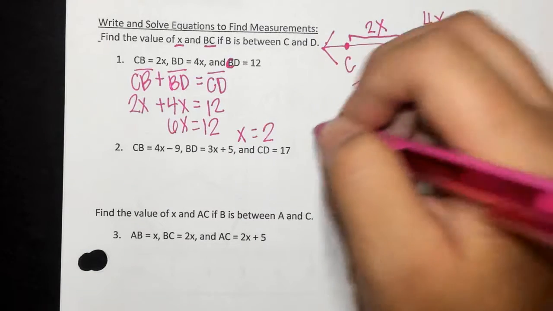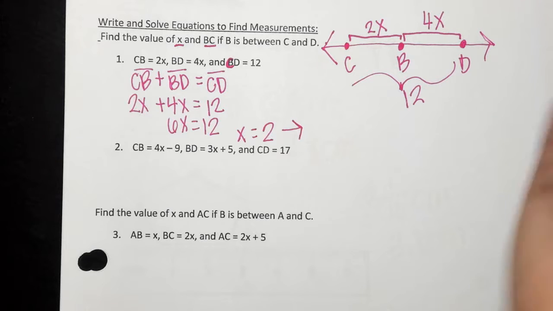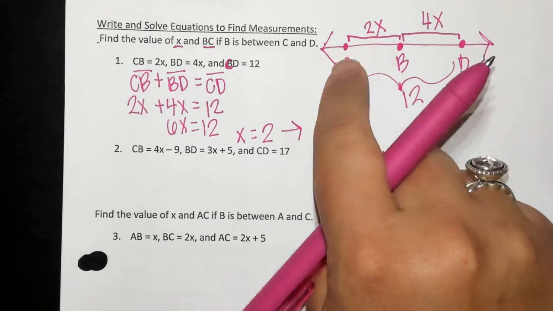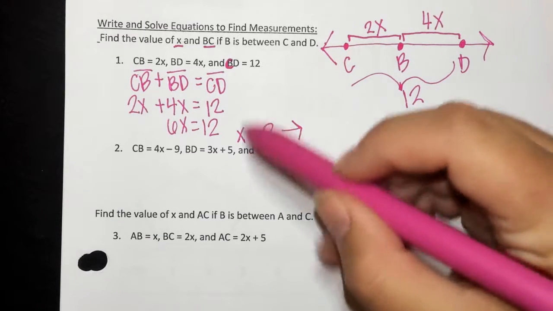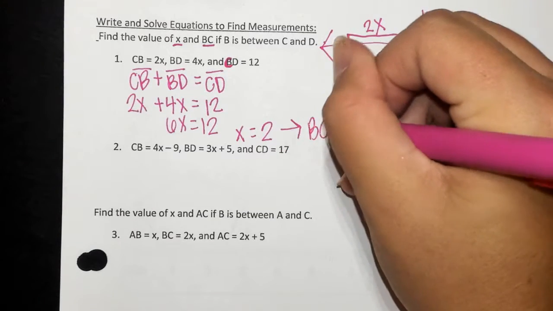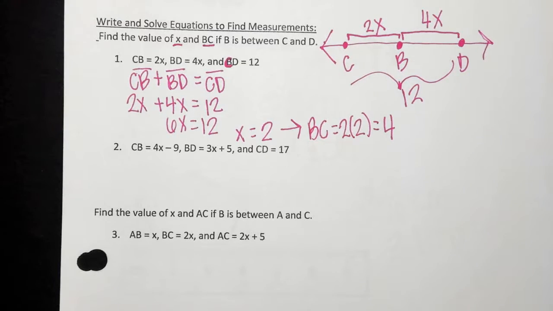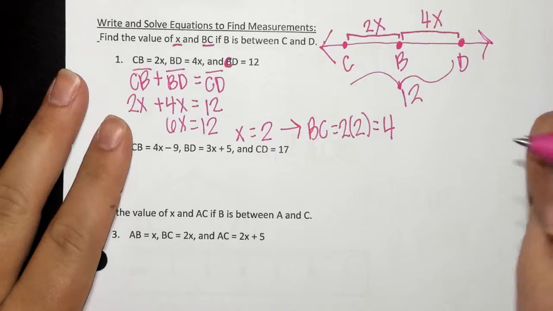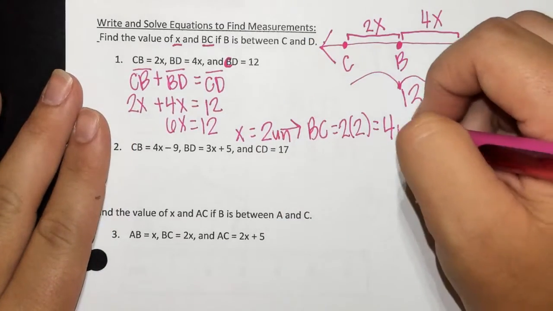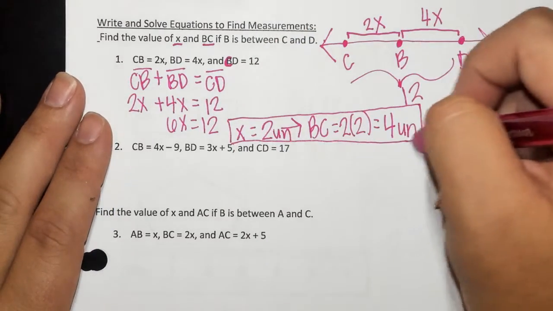But you also have to find something else, don't you? What do the instructions say? I underlined it. X and BC. So we know BC is 2x. Well, do we know x? Yes. So instead of writing x, 2 times 2 is 4. So BC is equal to 4. Did they give us units? Nope. If that bothers you, you can put U in. If it doesn't bother you, just be unbothered. What does UN stand for?